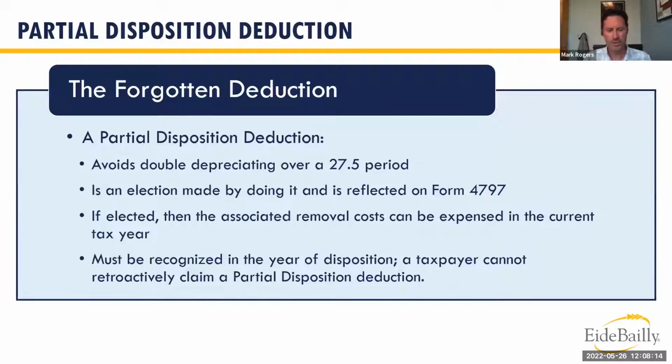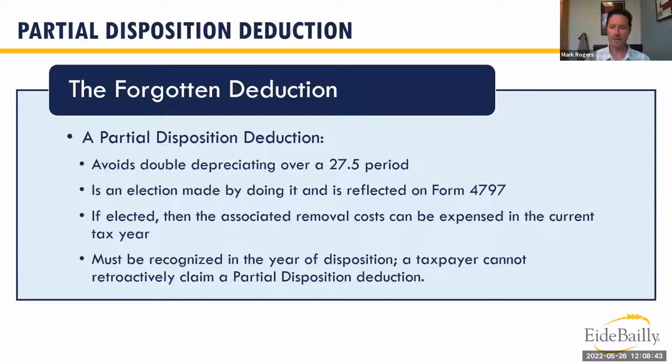And here are some notes to consider about the partial disposition deduction. One, it avoids double depreciating over a 27.5-year period. So if you renovate a roof and you start depreciating the renovation of that roof, but then there's the old roof still sitting in the building, you're double depreciating that roof. So the partial disposition allows you to take out the old roof, so you're only depreciating one item that's there.